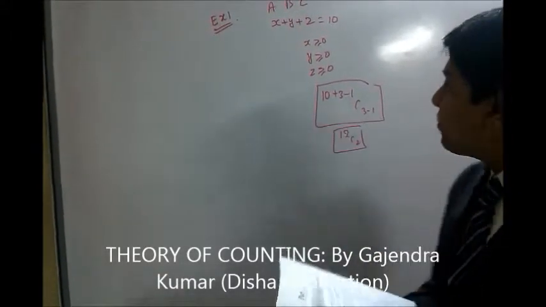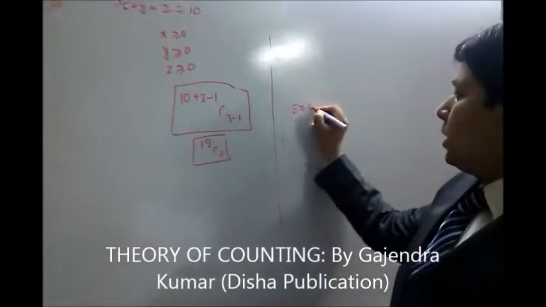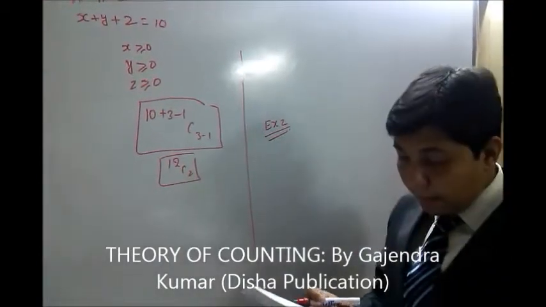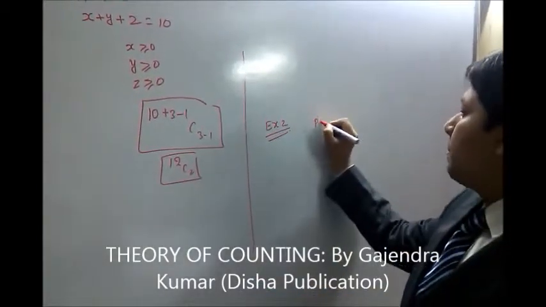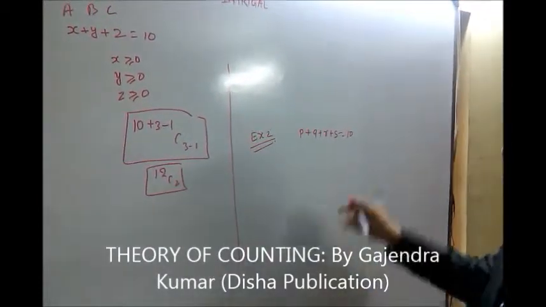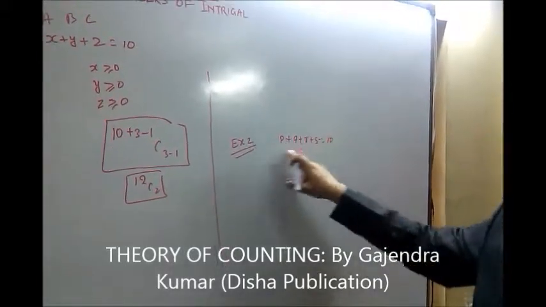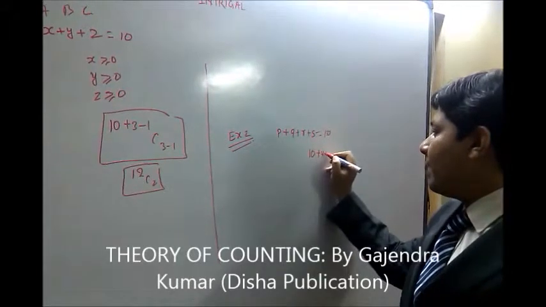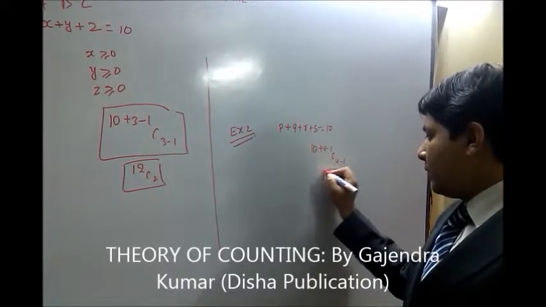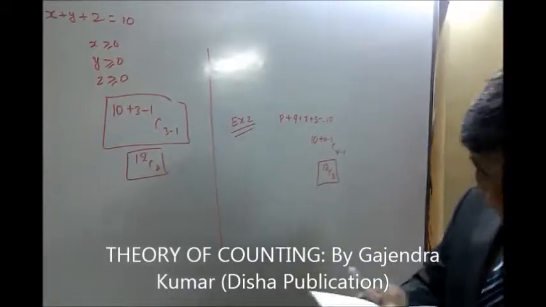Let's see example 2. Example 2 is find the number of non-negative integral solutions of the equation p plus q plus r plus s is equal to 10. The question is similar to distributing 10 chocolates to 4 students A, B, C, D. Right? 10 chocolates to 4 students. How many ways can we do that? 10 plus 4 minus 1, C 4 minus 1. That means 14 minus 1, 13 C 3 ways. That is the number of ways that we can distribute 10 chocolates to 4 students. That is example 2.